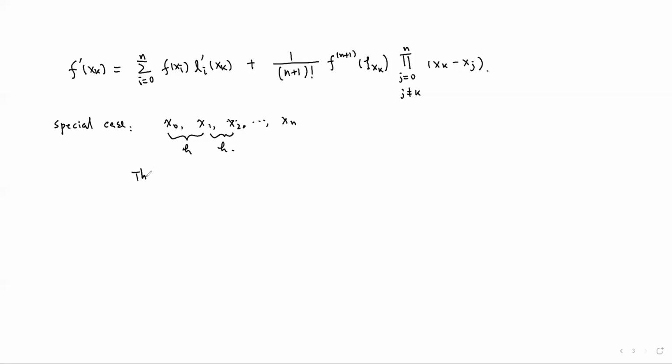Then in this special case, x1 is x0 plus 1 times h, x2 is x0 plus 2 times h, and xi is x0 plus i times h. Now I plug this xi into the error term. Let me name this equation equation 1. Then equation 1 can be simplified as follows.